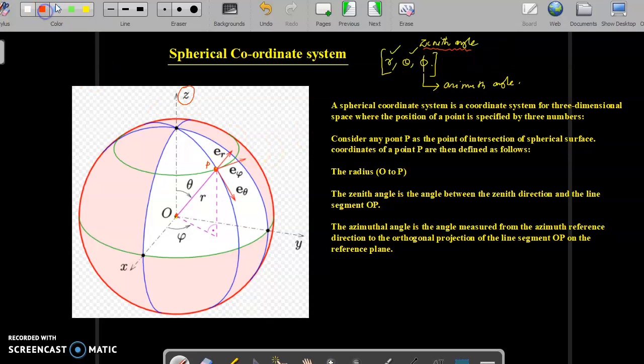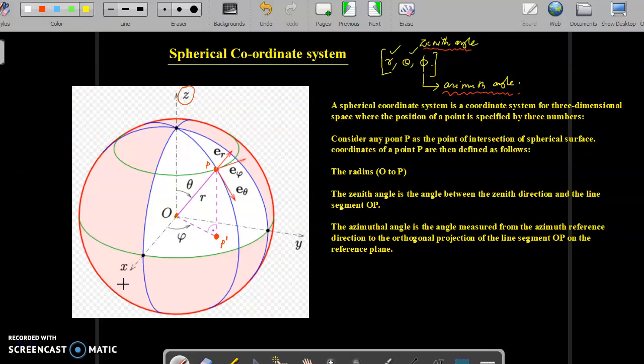Similarly, if you make an orthogonal projection of the point P onto the XY plane, let us call it P dash. This is the projection of the point P on the XY plane. If you connect the point P dash to the center, then this OP dash makes an angle phi with respect to X. That angle is called the azimuth angle, the same angle we discussed in the cylindrical coordinate system.